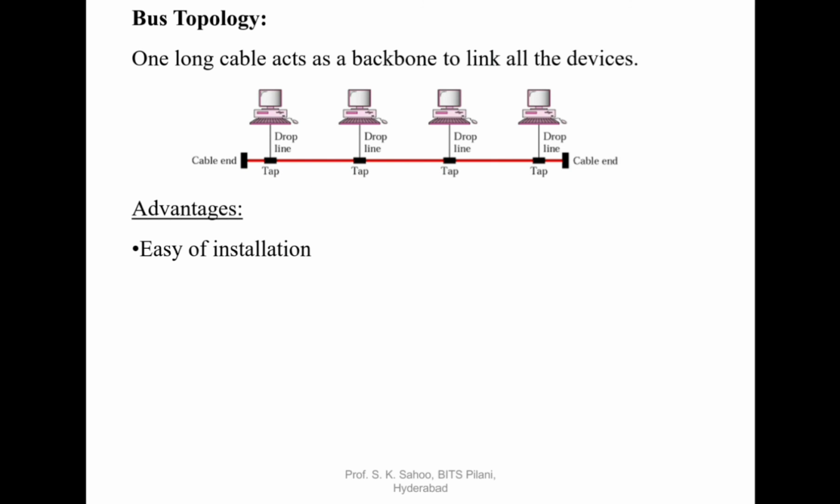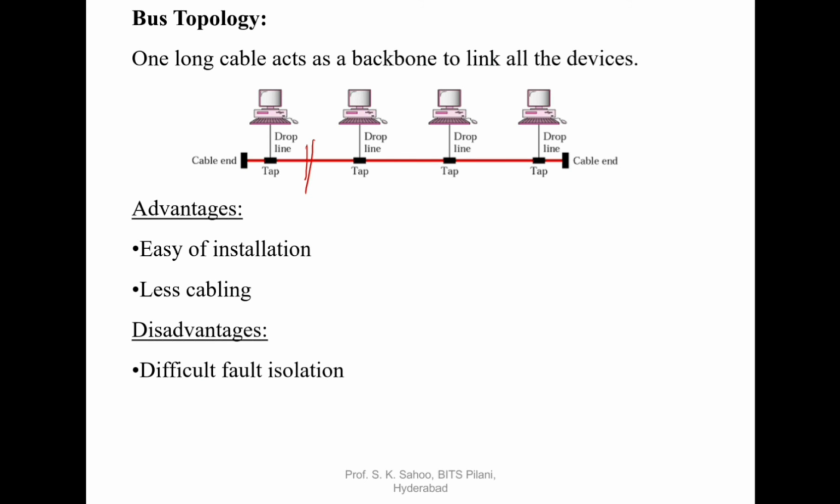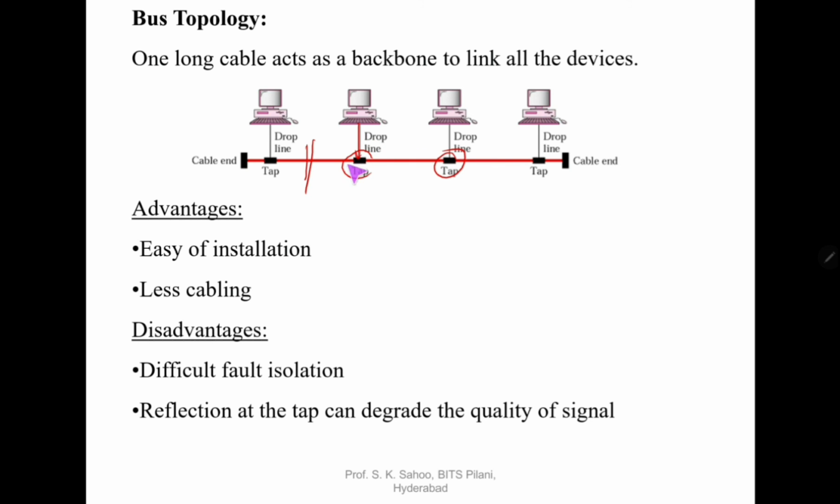Advantage is easy installation, less cabling, but the disadvantage is that if this cable gets out of order, then complete communication will be disrupted. Difficult fault isolation, and reflection at the tap can degrade the quality of the signal. So here we are connecting, here also we are connecting these connections. Because of that, there can be a reflection. So that will create signal strength reduction. That will degrade the quality of the signal. A fault in the backbone stops all transmission. I just discussed that.